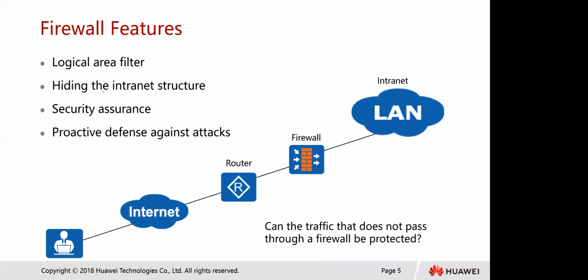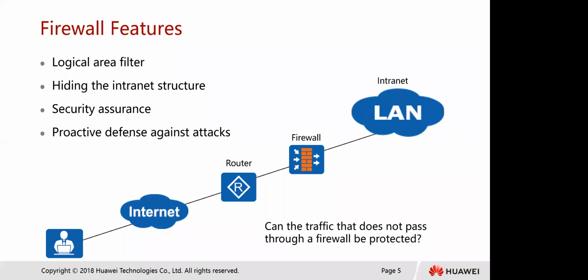Then of course, hiding the intranet structure: when hackers are trying to access our network, they do not know even our network range. They can't even know how many IP addresses or hosts are on our network, because our firewall is protecting us. Also, firewalls give us security assurance, knowing that no one can send or receive information from our network without permission. And this is one of the importance of our firewalls.